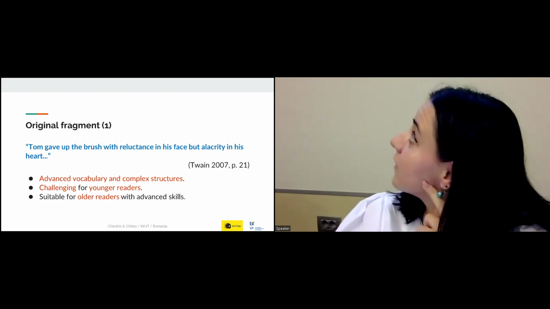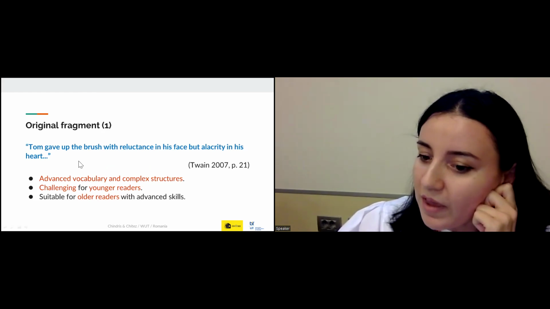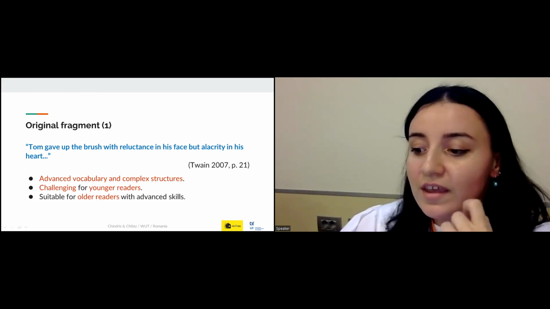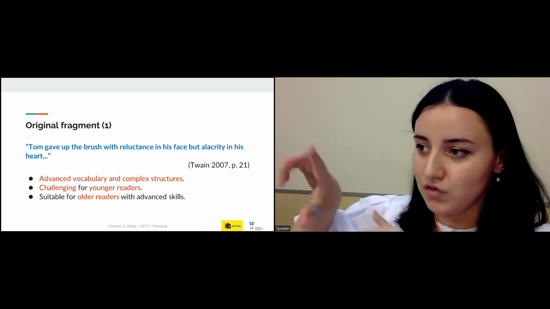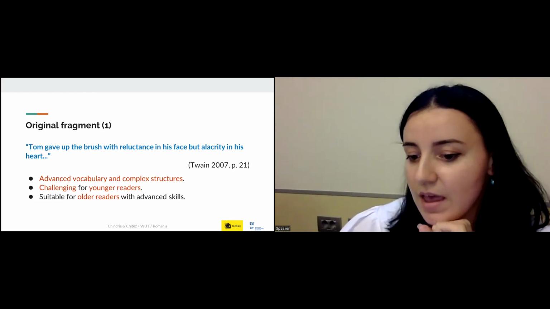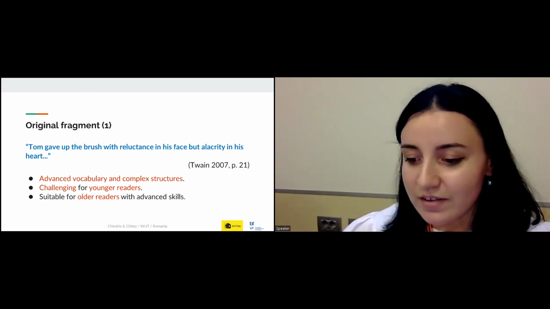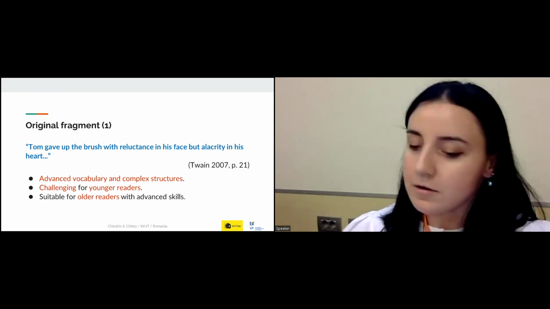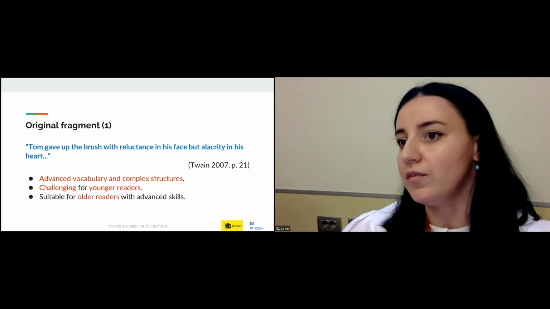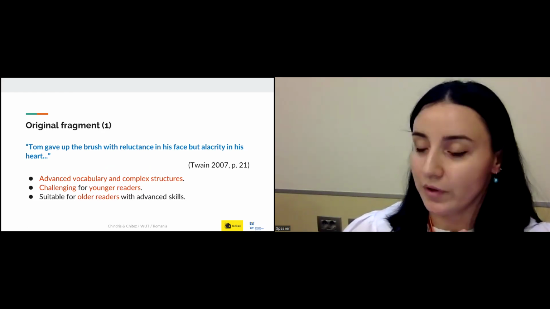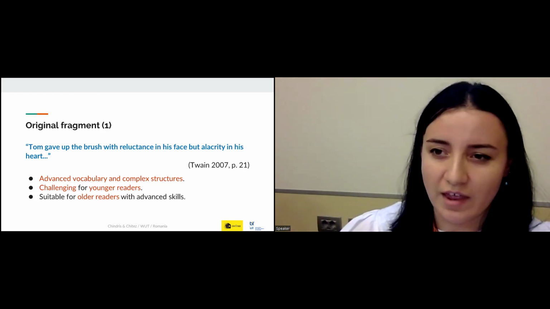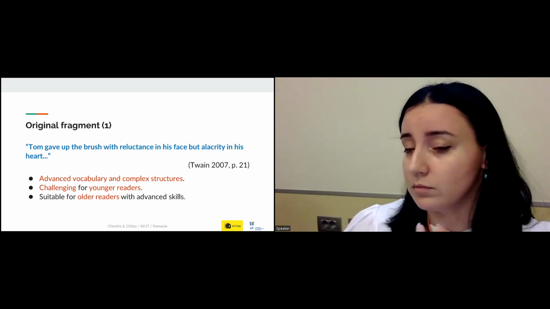This is an example. The original fragment: Tom gave up the brush with reluctance, and his face but alacrity in his heart. This is the original fragment from the novel. As you can see, the vocabulary is advanced. We have many complex structures, and it's quite challenging and difficult for a young reader to understand. But we have to note that it can be accessible for a 12th grader, for instance. But for a 3rd grader, it is not.